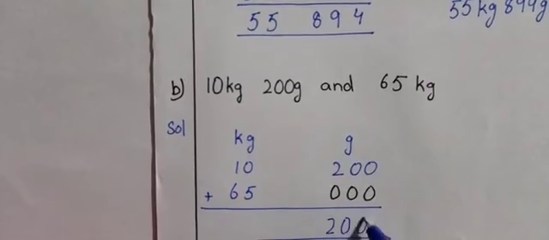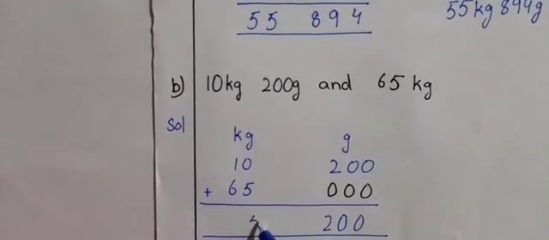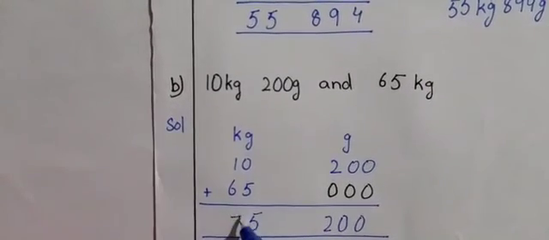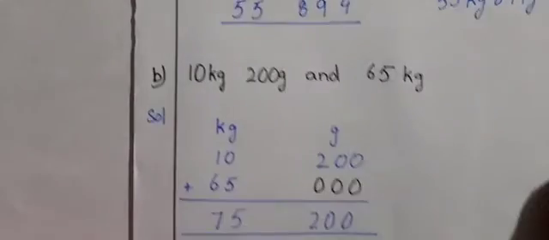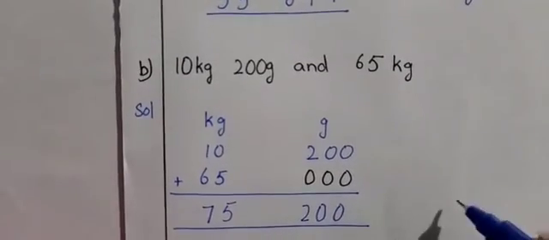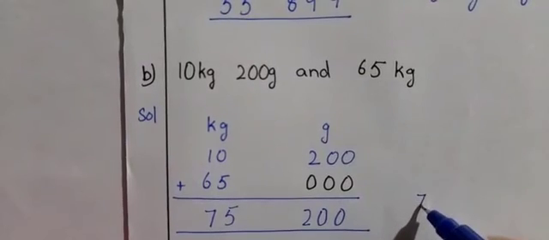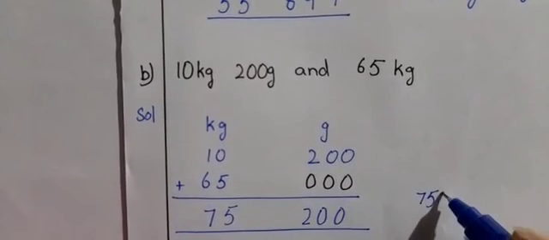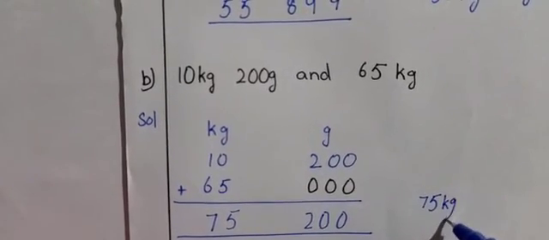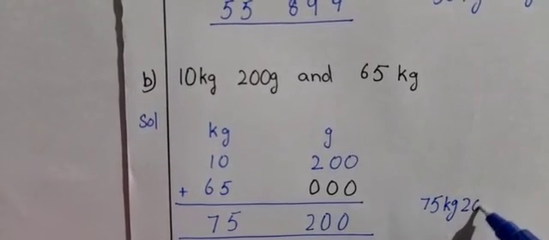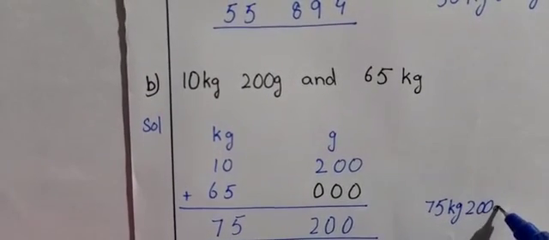200. And 0 plus 5 is 5, 6 plus 1 is 7. Okay boys, so our answer here is 75 kilogram and 200 grams. I will write 75 kilograms and 200 grams. Okay.